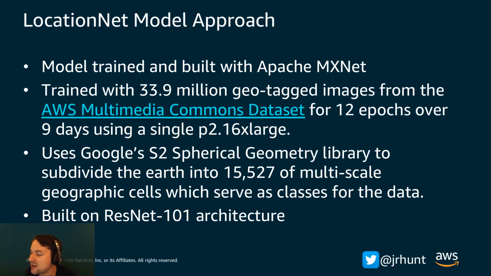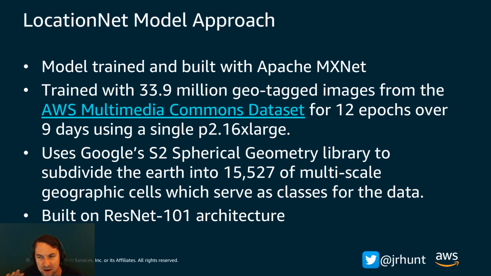So what LocationNet did, as opposed to using this dense neural network architecture, is they took a more common model topology called ResNet. They took ResNet and Apache MXNet, and they pushed those 33.9 million geotagged images through a P2 16xlarge, which has GPUs on it, and they trained for 12 epochs over 9 days.